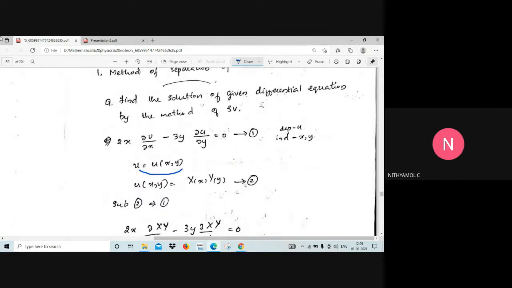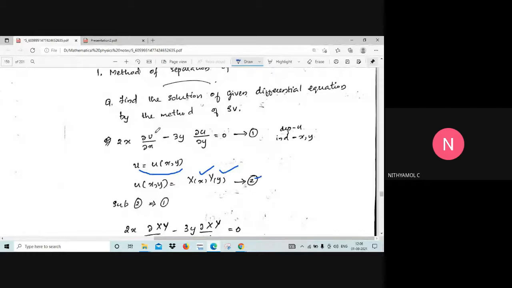And u of x,y, we have to separate the variables, into an x part and a y part. So u can be written as X(x) Y(y), where X depends on x only and Y depends on y only. So we can substitute this equation 2 in equation 1 instead of u.